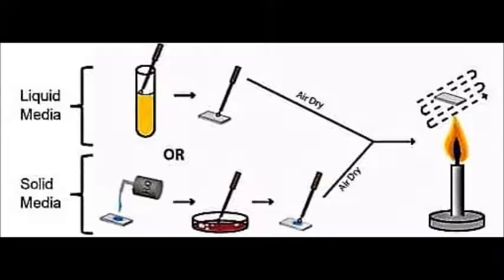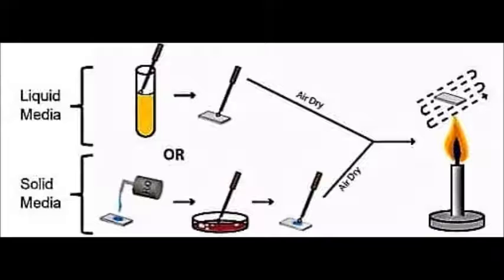Let it cool. From that point, you would want to take your bacteria. If it's in a broth, you'd want to get it, smear it onto your slide, let it air dry, then heat fix it by passing it through the flame for about 1 second, 2 or 3 times.